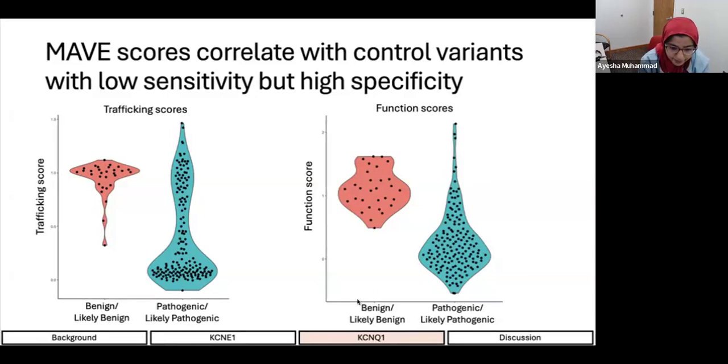So what do I mean by that? Again, we have benign and pathogenic variants on the x-axis and the function score on the y-axis. Most of our benign variants have a function score of around 1, and we have fewer false negatives, so fewer pathogenic variants with normal function scores compared to trafficking scores, indicating again that some variants are causing pathogenicity by disrupting trafficking to the cell surface, whereas some variants are causing defects in the potassium conductance, leading to their overall pathogenicity.